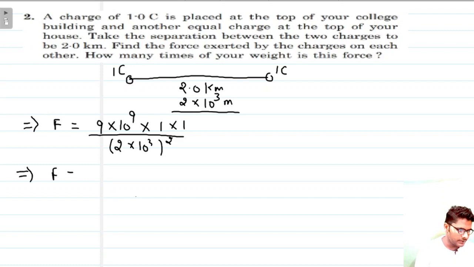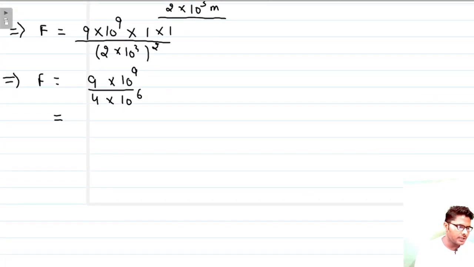So you will get F is equal to 9 into 10 raised to the power 9 over 4 into 10 raised to the power 6. And when you divide this, 9 divided by 4, you will get 2.25 into 10 raised to the power 3, or you may say 2250 newtons.